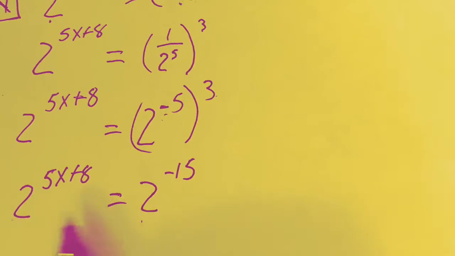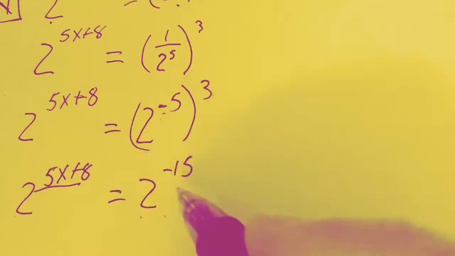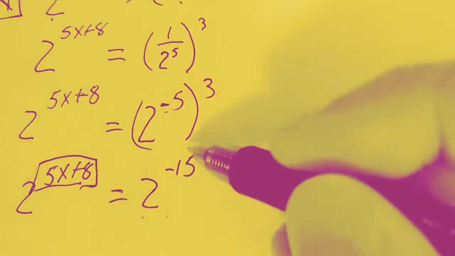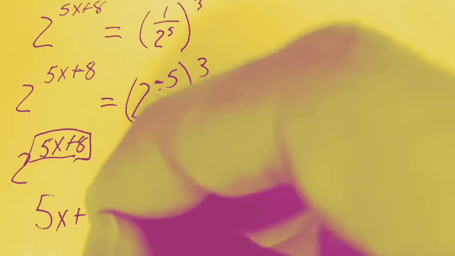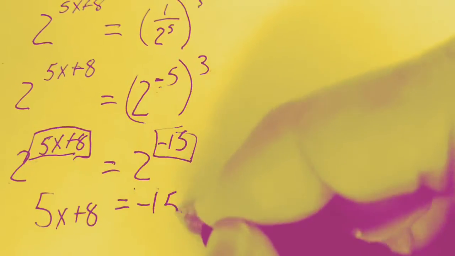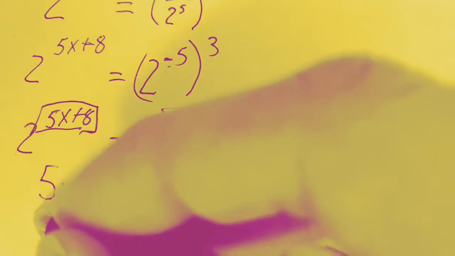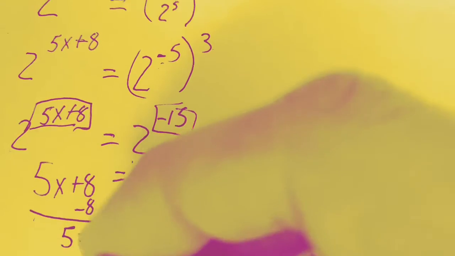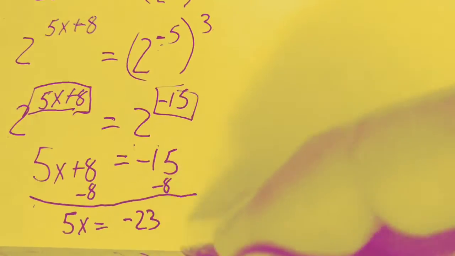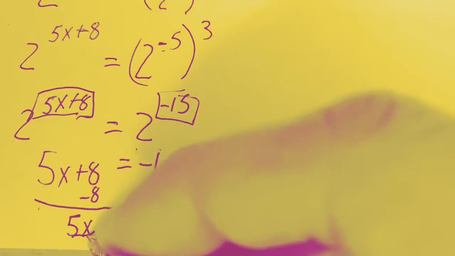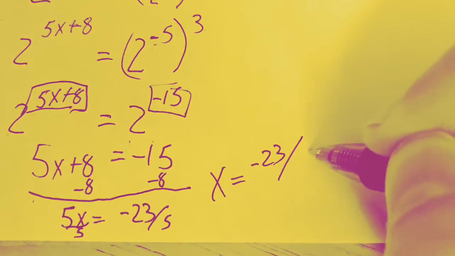The goal here is get bases the same. They are. There's nothing else there. At this point, I need to take my exponents and I'm going to set them equal. 5x plus 8 equals a negative 15, I solve for x. Subtract 8 from both sides. So 5x equals negative 23. Divide both sides by 5 to get x all by itself. So x equals negative 23 over 5.